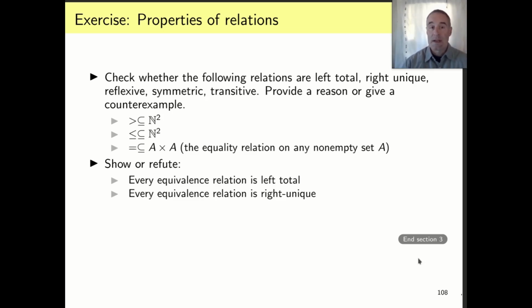So here's another exercise. Check whether the following relations are left total, right unique, reflexive, symmetric, or transitive, and provide some kind of reason if in fact they are, or provide some sort of counterexample that says why they're not. If you'd like something that's a little bit more challenging, try to show or refute that every equivalence relation is left total, or that every equivalence relation is right unique. And again, if you have some questions, put them in the comments below, and I'll try to give you some feedback.